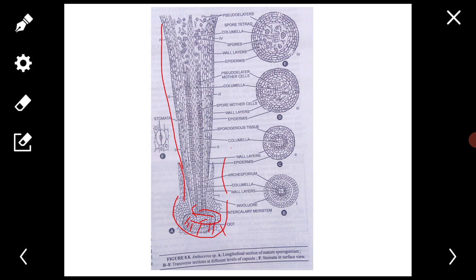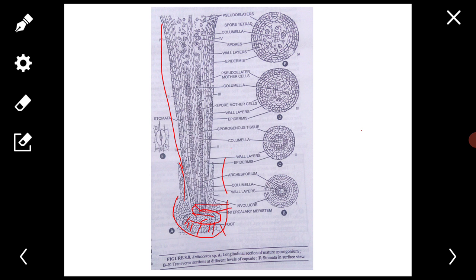In some species of Anthoceros, they grow out into short rhizoid-like processes and penetrate into the gametophytic tissue. These processes act as haustoria to absorb nutrition and water. The main function of the foot is to fix the elongated capsule to the thallus and absorb water and nutrients from the thallus.